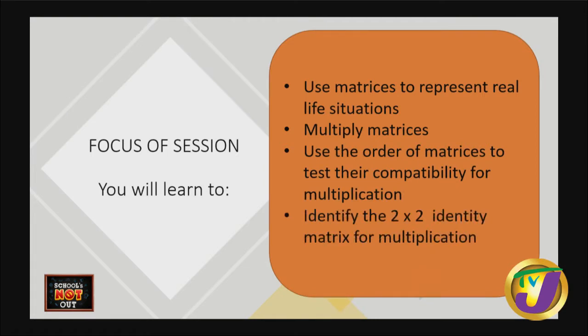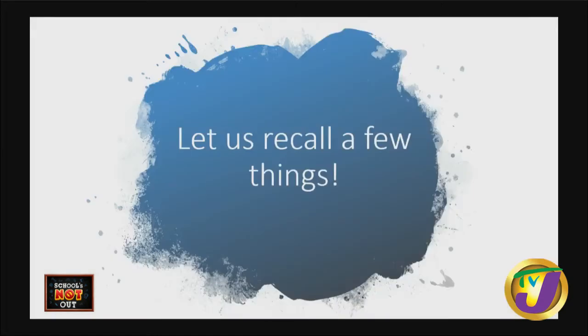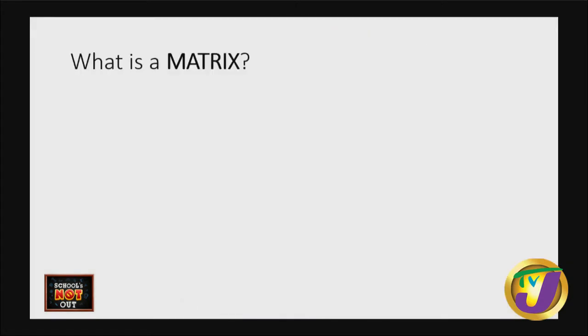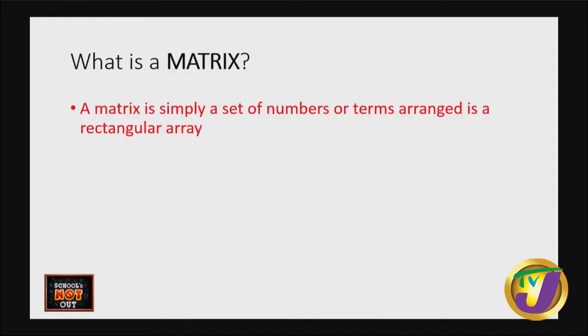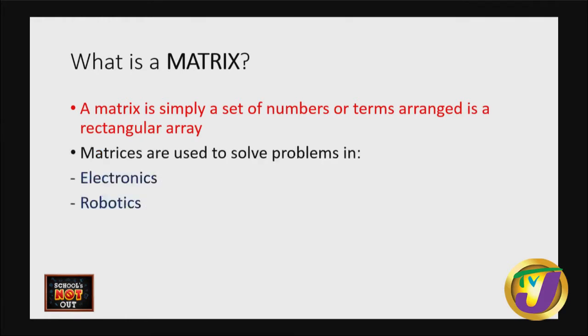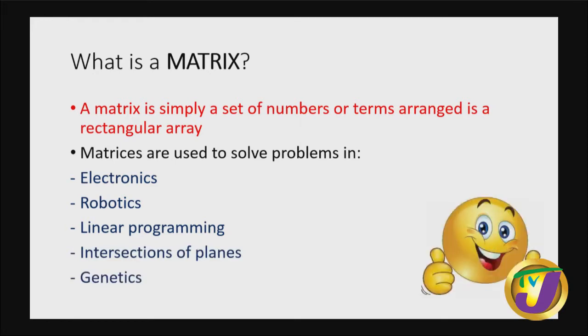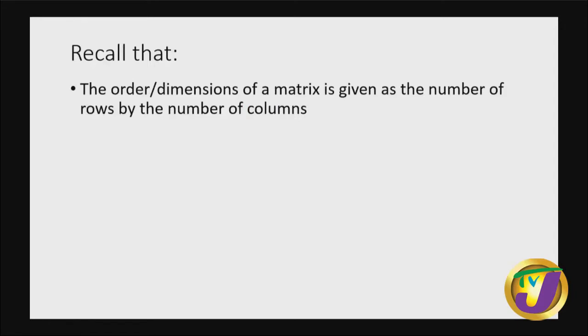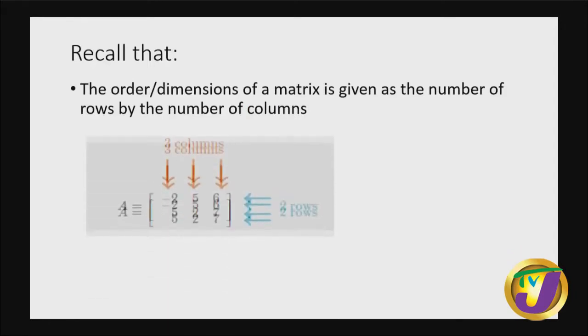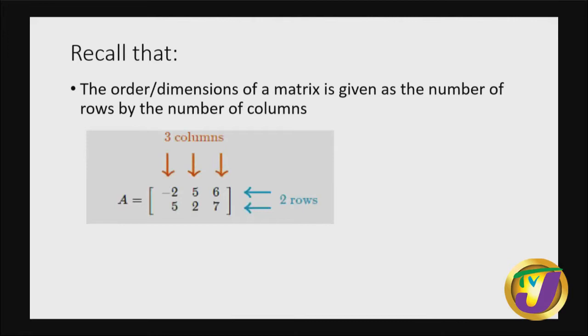But first, let's recall a few things. So what is a matrix? A matrix is simply a set of numbers or terms arranged in a rectangular array. Matrices are used to solve problems in electronics, robotics, linear programming, intersection of planes, and genetics. The order or dimension of a matrix is given as the number of rows by the number of columns. So we have number of rows by number of columns. And we would have done something like that before.